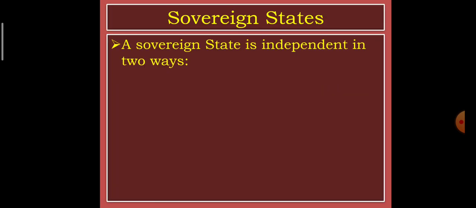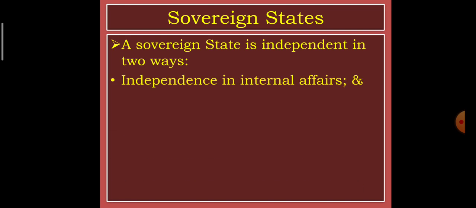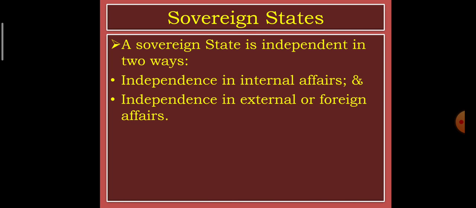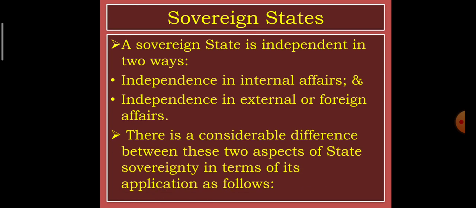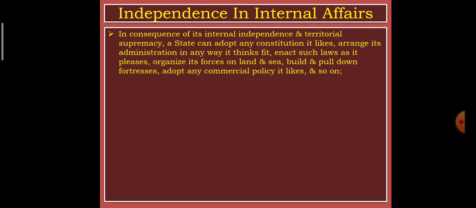Again, a sovereign state is independent in two ways. First, independence in its internal affairs, and second, independence in external, that is foreign, affairs. There is a considerable difference between these two aspects of state sovereignty, the internal and the external affairs. So in terms of its application, let us discuss it as follows. We will discuss first the independence of internal affairs.